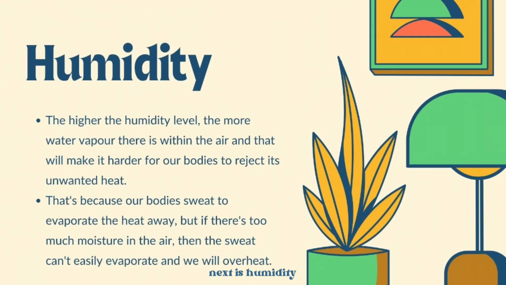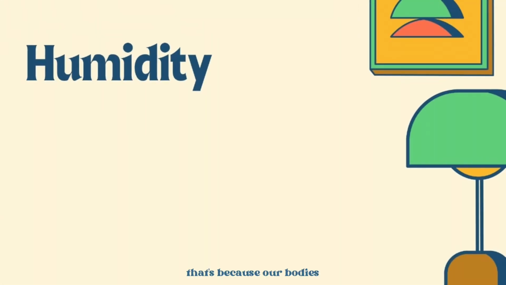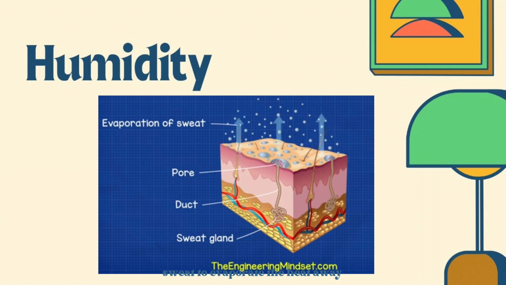Next is humidity. When we talk about humidity, we're talking about the amount of moisture in the air. The higher the humidity level, the more water vapor that is within the air, and that will make it harder for our bodies to reject its unwanted heat. That's because our bodies sweat to evaporate the heat away. But if there's too much moisture in the air, then the sweat can't easily evaporate and we will overheat.